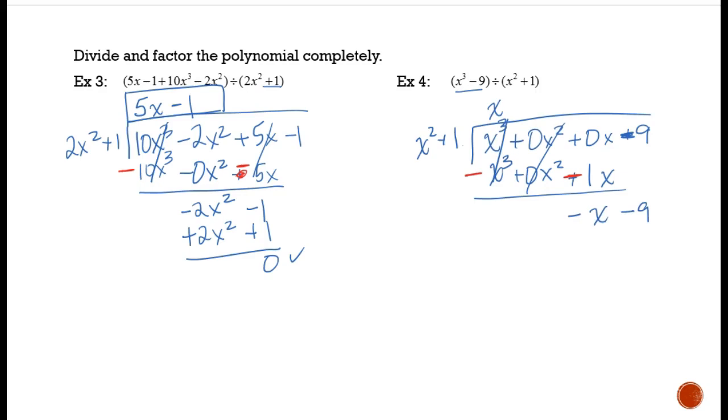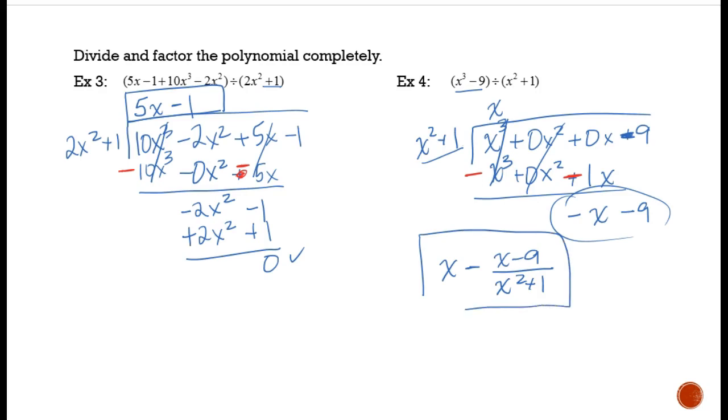Now, I can't go backwards. I can't multiply x squared by something to get me an x. So this is all a remainder, and that's okay. So I'd write my answer as x. And since this is negative, I would say minus x minus 9 divided by whatever the divisor was, x squared plus 1. And sometimes you will have a remainder.